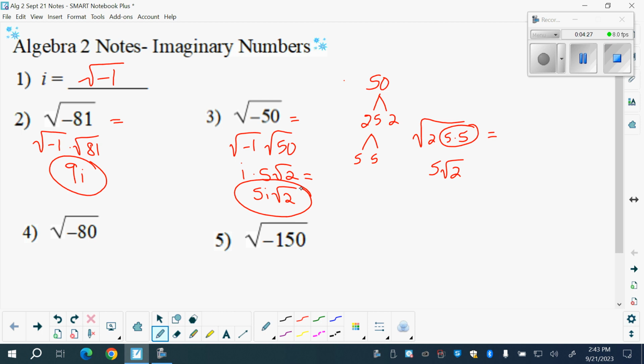So let me talk about why we don't put it after the square root 2. If we write 5 square root 2 and then i there, it's really unclear as to whether this is inside the radical or outside the radical. That's inside the square root or outside the square root. So we want to put it after the 5. Does that make sense?